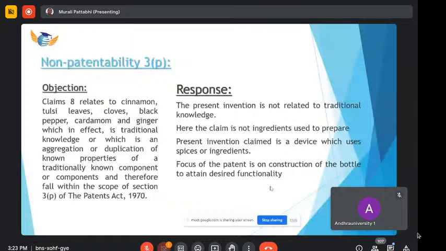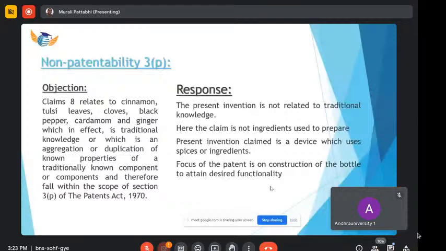And with respect to 3P, we clearly stated that this is not a patent for cardamom or ginger or pepper or the functionality of those ingredients. It is a patent on the construction of that bottle. How do we use those ingredients? How do we heat those ingredients? How do we mix those ingredients? How do we make the fresh water flow from one side to another? And how are we allowing that? And how are we trying to mix? And how are we trying to attain efficacy out of that mixing?